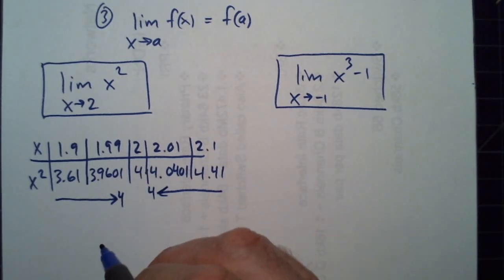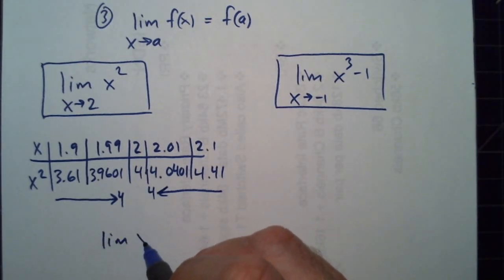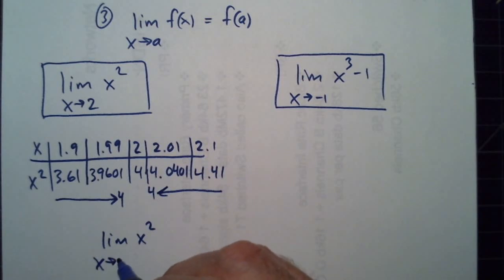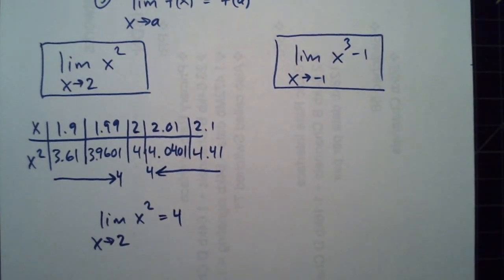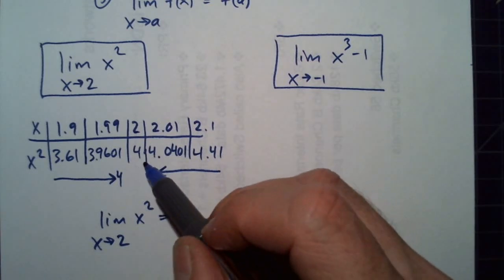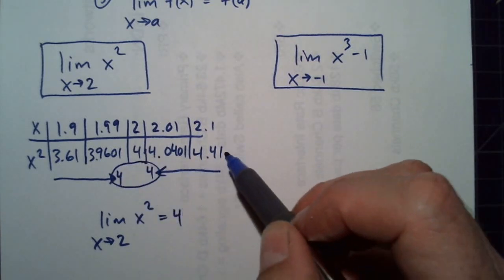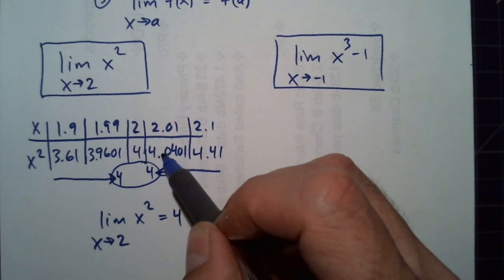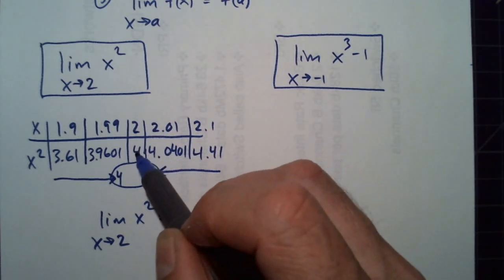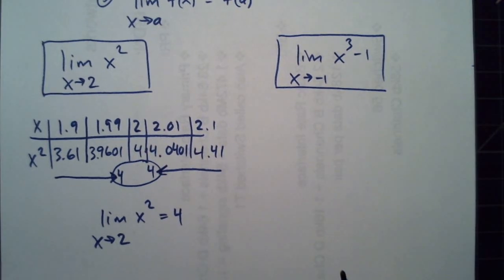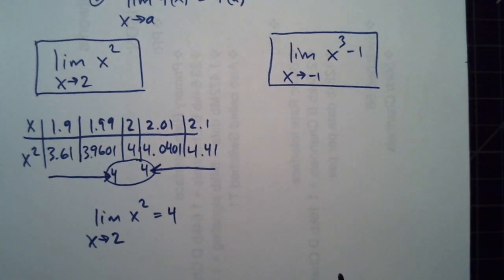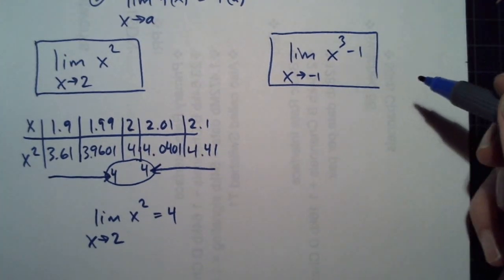So we can say that the limit of x squared as x goes to 2 equals 4. And we see it right there. The limit is looking at what the y values are getting close to, and that's the actual function value. In this problem, they're all the same. All right, try the next one. Pause the video.